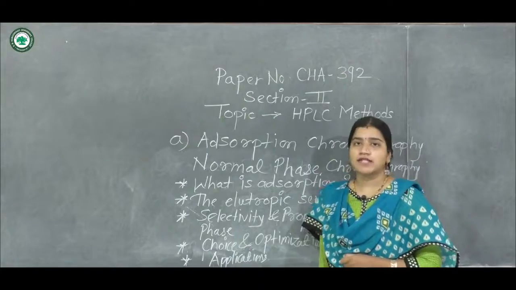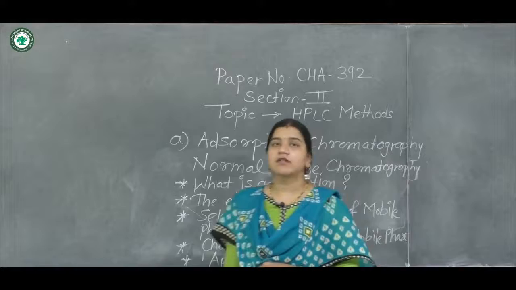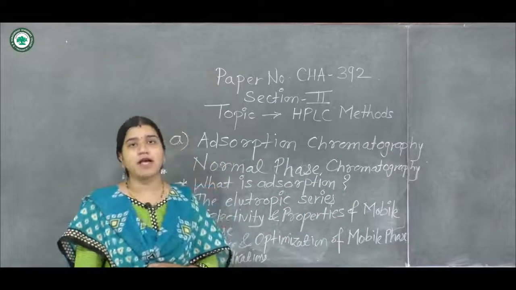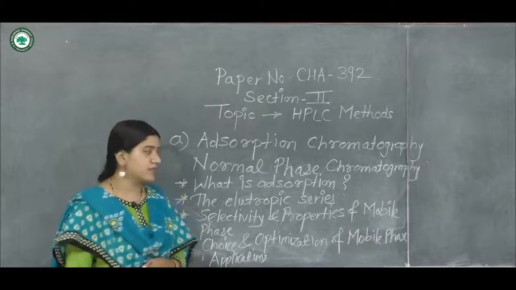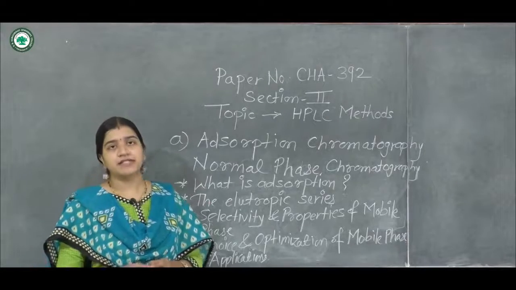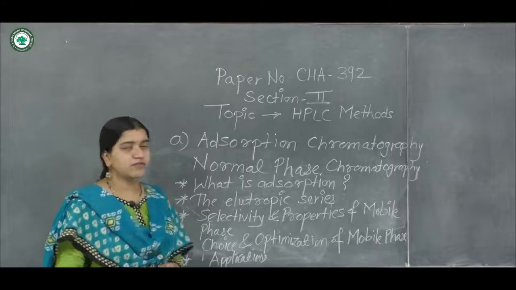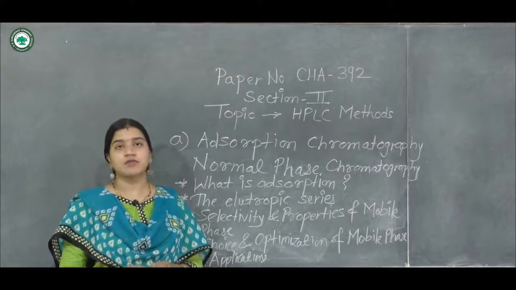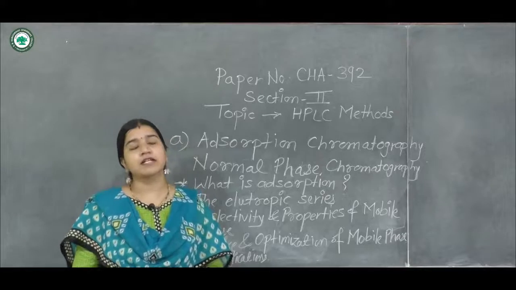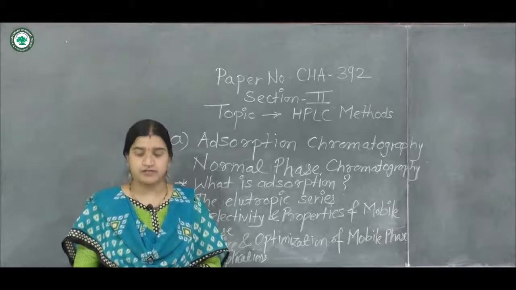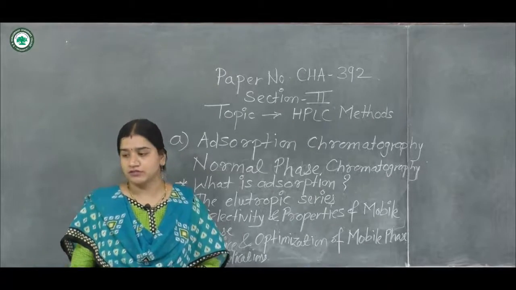So as far as the syllabus of adsorption chromatography is concerned, we will begin our discussion with what is meant by adsorption. Then we will discuss the eluotropic series. Then we will study the selectivity and the properties of the mobile phase, and after that the choice and optimization of the mobile phase, and with the application part our first subtopic, adsorption chromatography, ends. So the first topic is what is meant by adsorption.